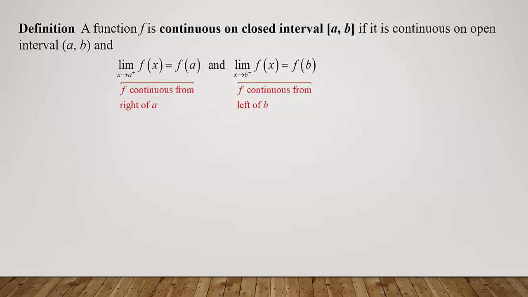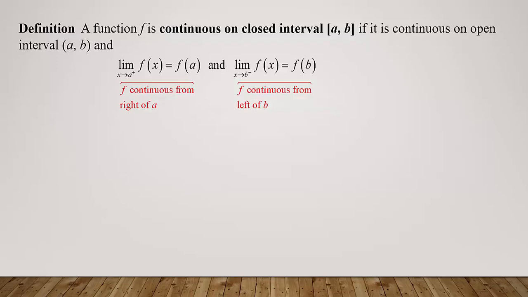So think back to the square root of x on the closed interval 0, 9. On the closed interval 0, 9, square root of x is definitely continuous on the open interval 0, 9. And if you do the limit as x approaches 0 from the right side, you're going to get 0, and f of 0 is 0. So that satisfies our first condition here.